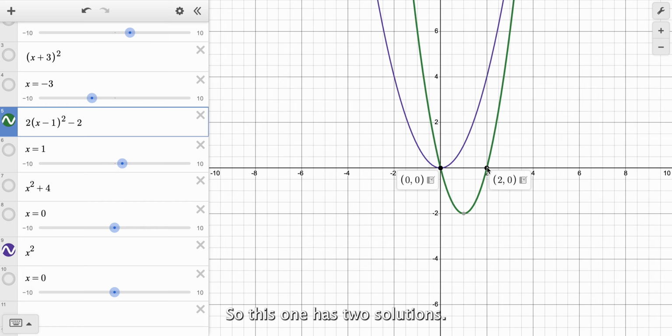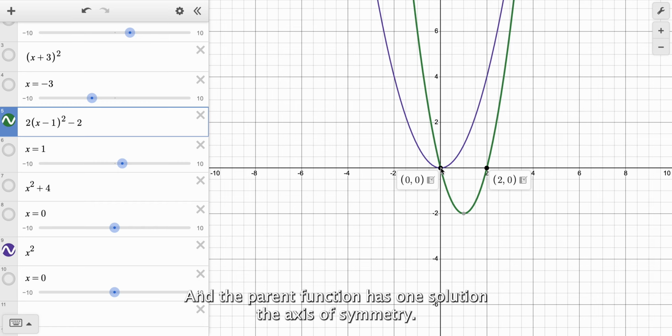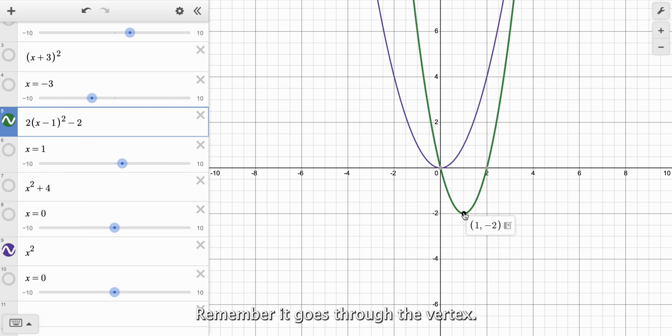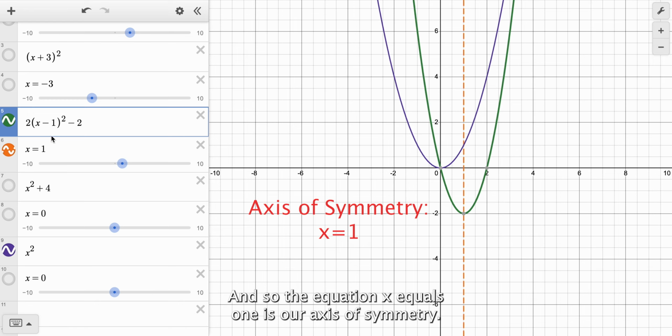So this one has 2 solutions, and the parent function has 1 solution. The axis of symmetry, remember, it goes through the vertex, and that's an equation x equals. So look at our x value. Our x value is 1, and so the equation x equals 1 is our axis of symmetry.